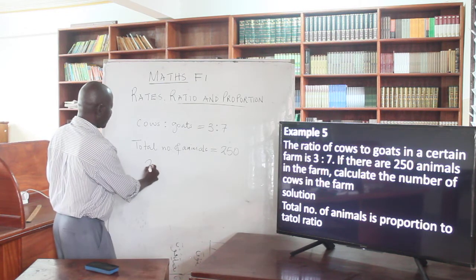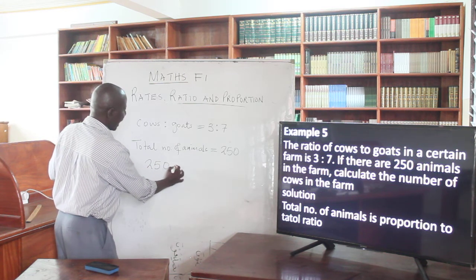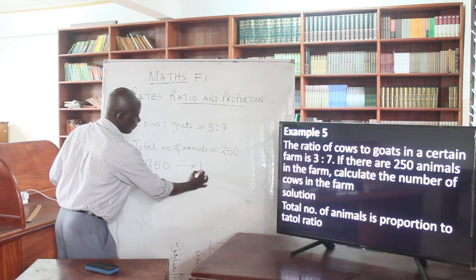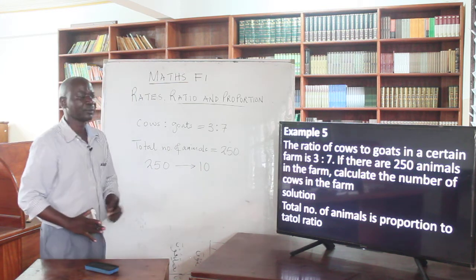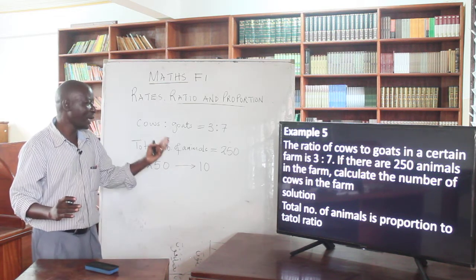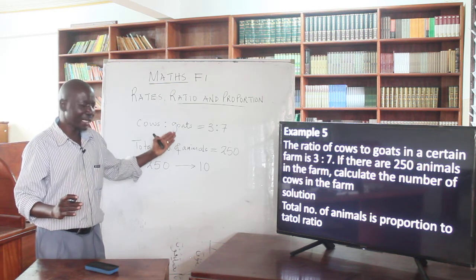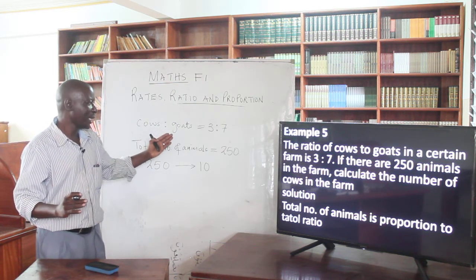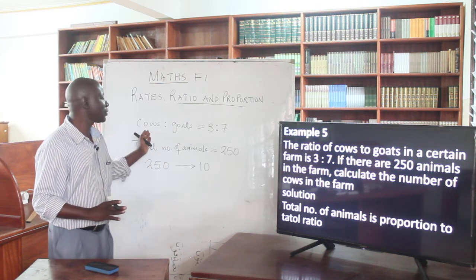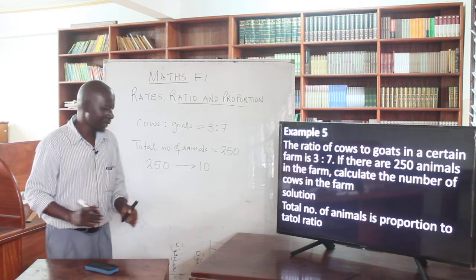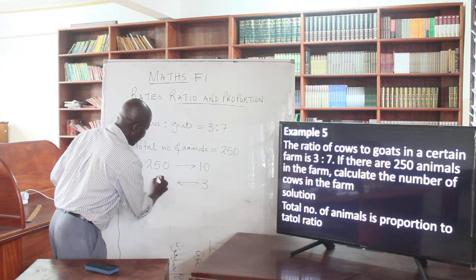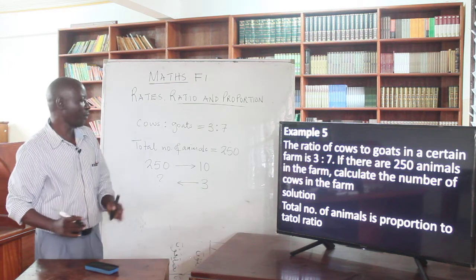So 250 is directly proportional to the sum of the ratios. The sum of the ratios is 10. So you see, it will be very easy for us to now calculate part of the ratios that we have. If we want to calculate the number of cows, the number of cows is represented by 3 in our ratio. So how much will be the number of cows? That is how we go about it.